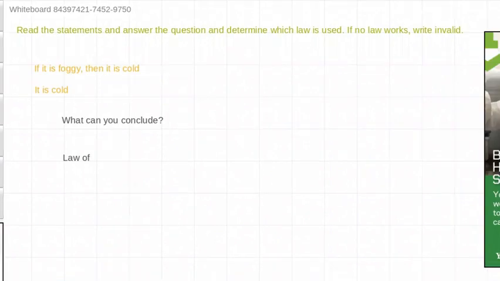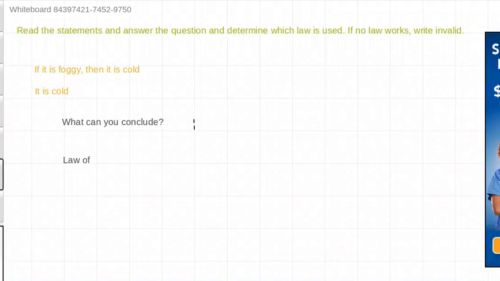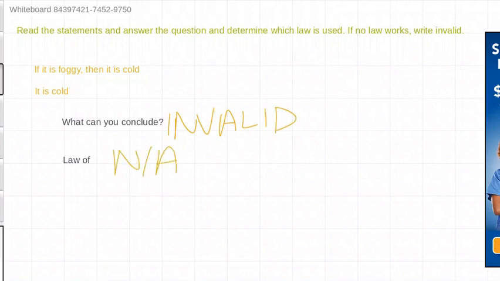If it is foggy, then it is cold. It is cold. What can I conclude? Well, this answer is going to be invalid. And there would be no law. Just because it is cold does not mean that it is foggy. It's saying if it is foggy, then it is cold. But all we have is it is cold. So it would not work. Therefore, our answer is invalid.